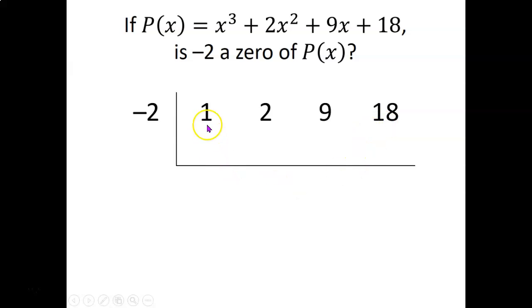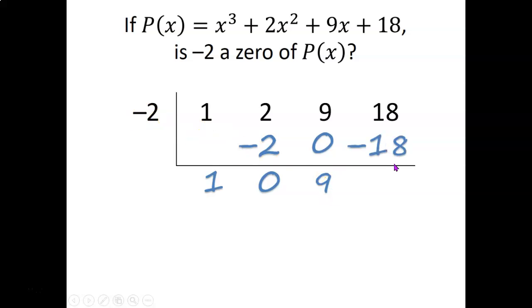And away we go. Bring down the 1, multiply negative 2 times 1, and I get negative 2. Add 2 plus negative 2, and I get 0. Multiply negative 2 times 0, that's 0. Add 9 plus 0, that's 9. Multiply negative 2 times 9, that's negative 18. Add 18 plus negative 18, that's 0.